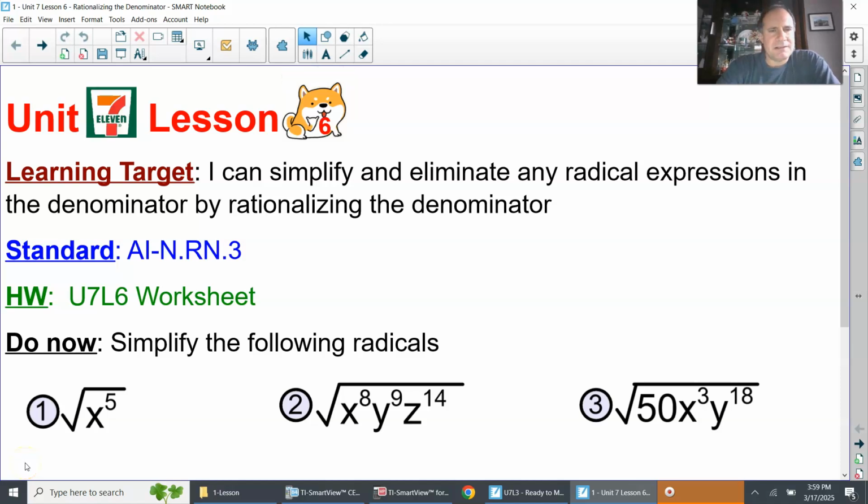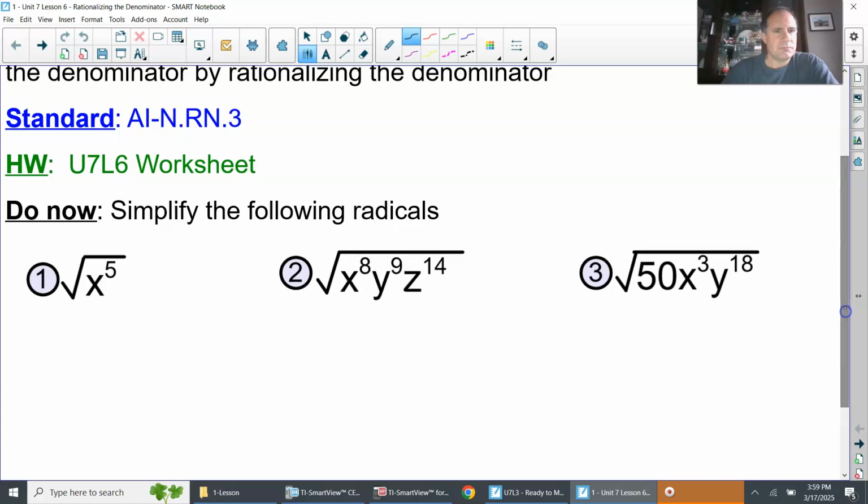Hello everyone. In this lesson we're going to simplify and eliminate any radical expressions in the denominator by rationalizing the denominator. So before we get to that, let's go ahead and work on the do now.